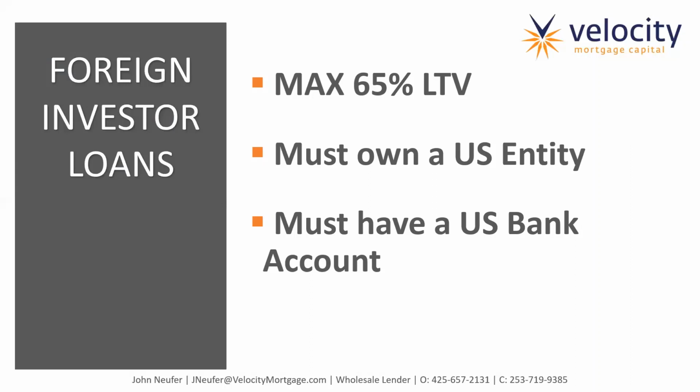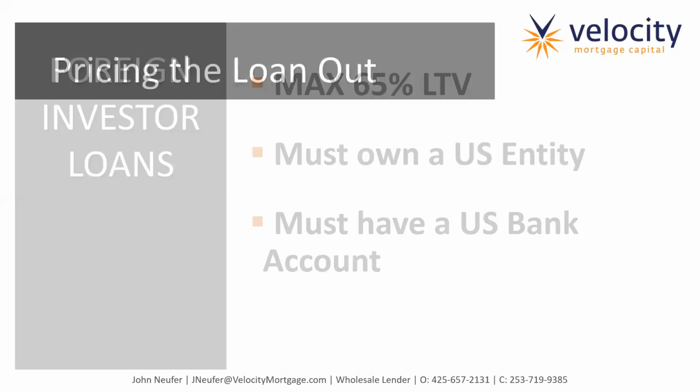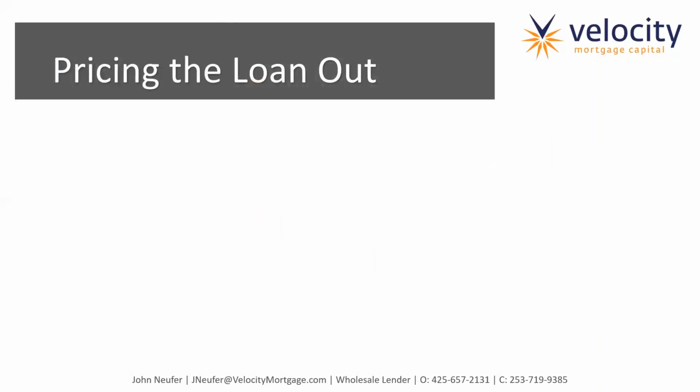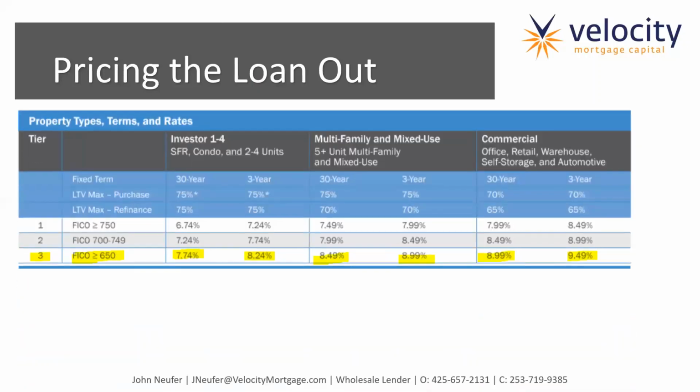Now, when it comes to pricing the loan out, there is special pricing. You've got to understand how the pricing works because foreign investors don't have FICO scores. And Velocity's pricing is almost 100% focused on FICO scores. So how do you price the loan out? Well, let's just look at a snapshot of our pricing matrix.